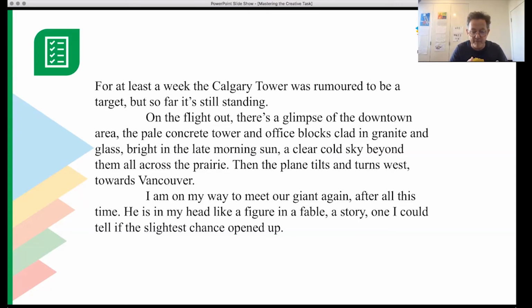So what do you get from the opening? It puts you into some kind of action. There's a threat. It puts you in a place on a plane above Canada. And then it says there's a giant and the narrator is on his way to meet him again. That should leave the reader wanting more. And I can pretty much guarantee that even the most jaded of markers hasn't read that opening before.